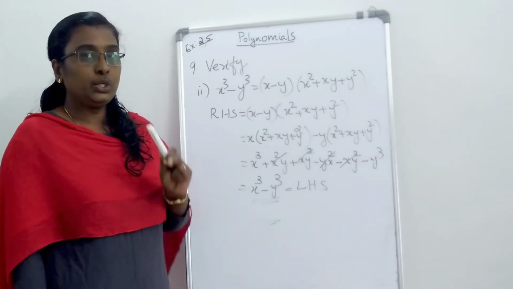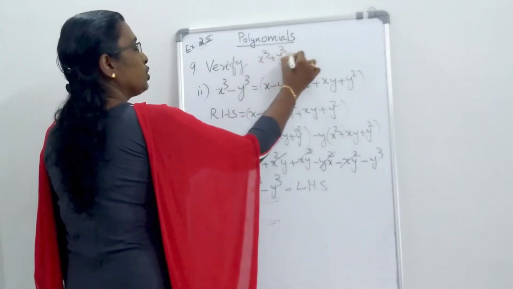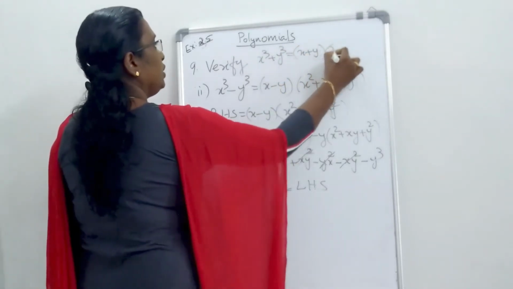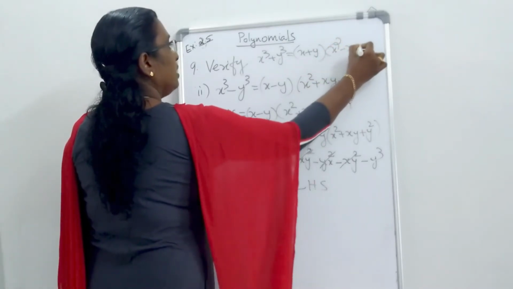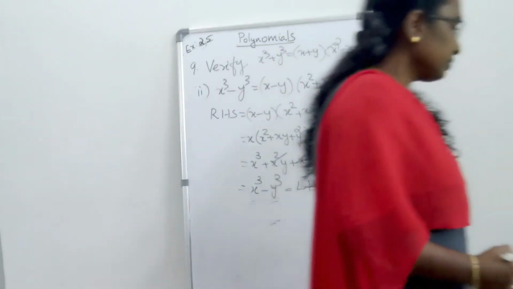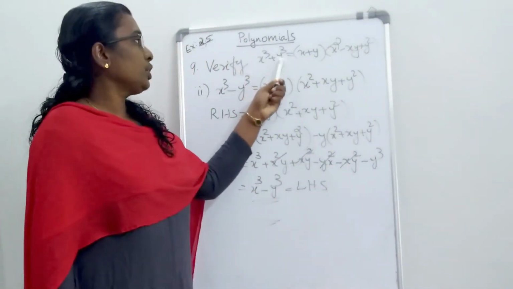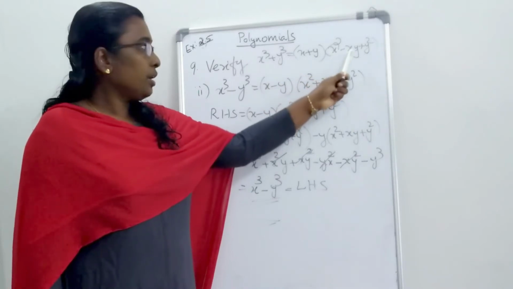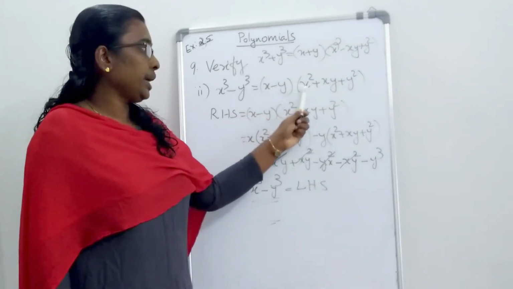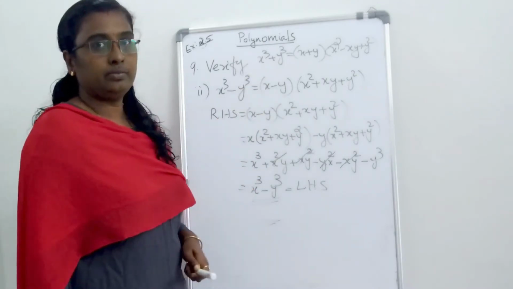Here we studied two more identities. What are they? x cube plus y cube. What is x cube plus y cube? x plus y into x square minus xy plus y square. x cube plus y cube equal to x plus y into x square minus xy plus y square. x cube minus y cube equal to x minus y into x square plus xy plus y square. These are the two more identities. Learn these also by heart well.